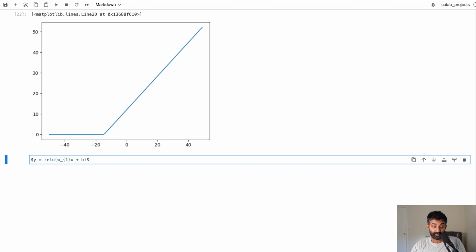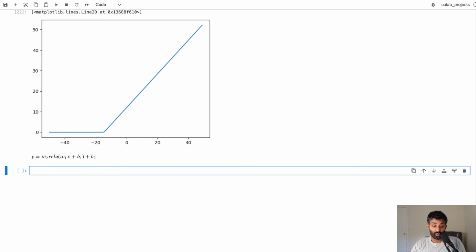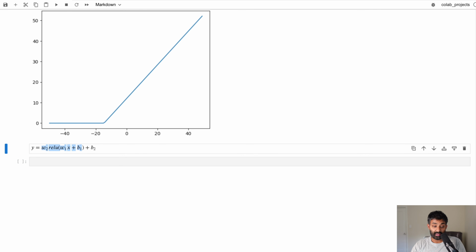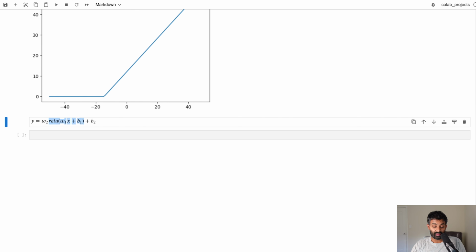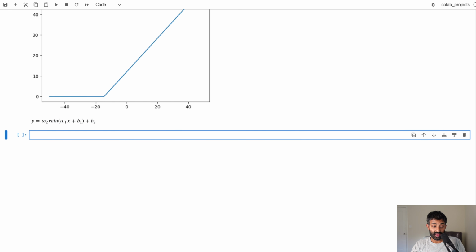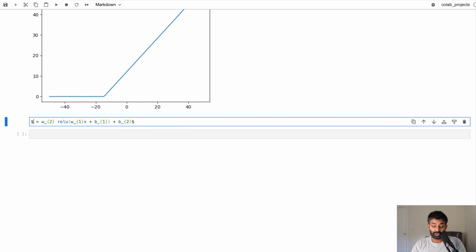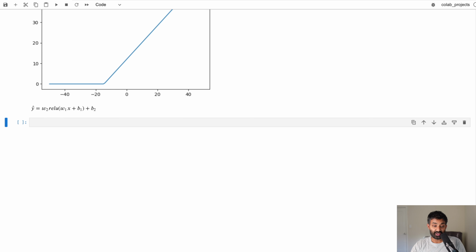So we'll have W1, B1, and then we'll have W2 and B2. This is an example of 2 layers in a neural network. The first layer is the ReLU and the linear regression part, W1 times X plus B1. And then the second layer multiplies the output by another weight and then adds another bias. So this is an example of a 2-layer neural network. I actually should be doing Y hat here. Y hat is the predicted Y value, just to differentiate it from the actual Y value.